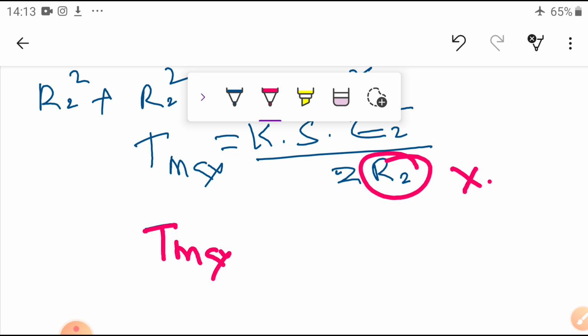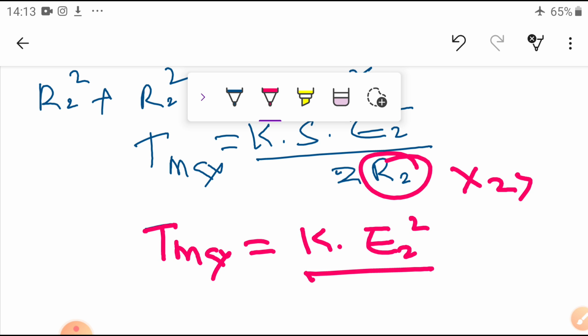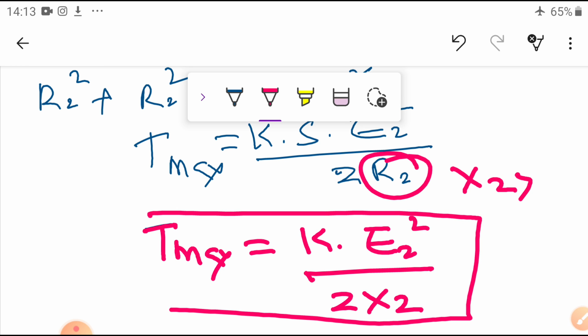I can write the T max in terms of x2 also. Then I am going to get, what is the value? K into E2 whole square by 2 into x2. So, this is the formula I am going to get. This is the maximum torque equation in terms of x2, and this is the maximum torque value in terms of R2. So, dear students, please remember this one. T max is equal to some proportional constant into E2 square by 2x2. That is the expression for maximum torque.